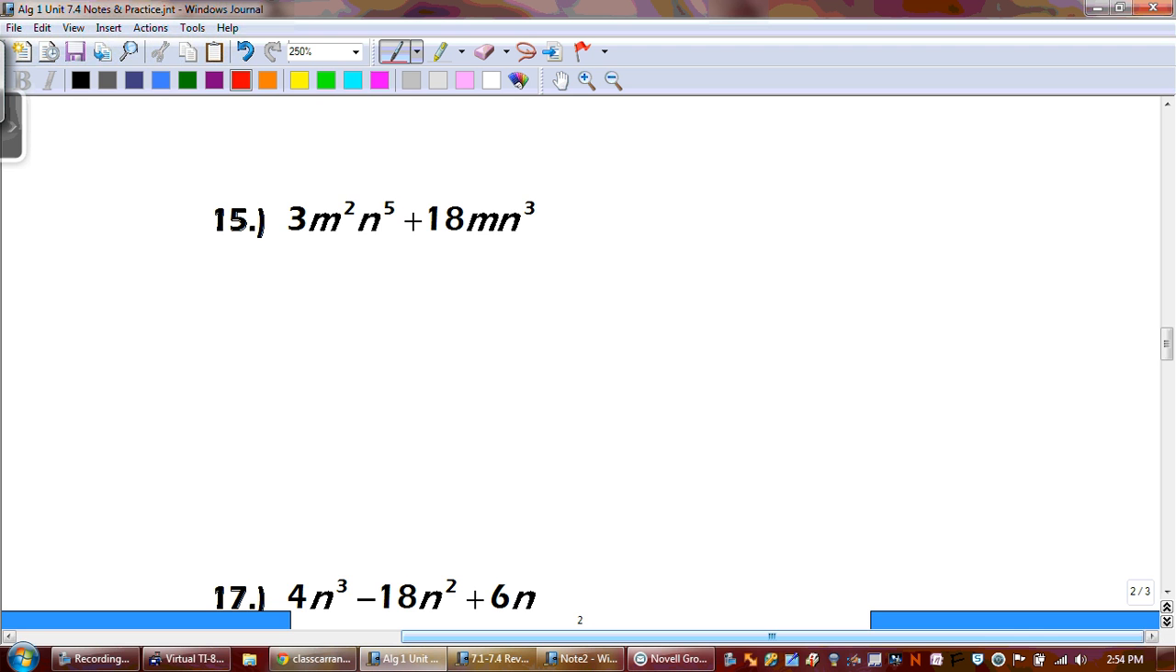All right, let's look at 15. So we need to figure out what is the GCF. The GCF of 3 and 18 is 3. And then now look at your M's. They both have an M. The lowest exponent is 1. And then your N's. Okay, the N's, the lowest exponent is 3. So we're going to divide both of those by 3mn cubed.